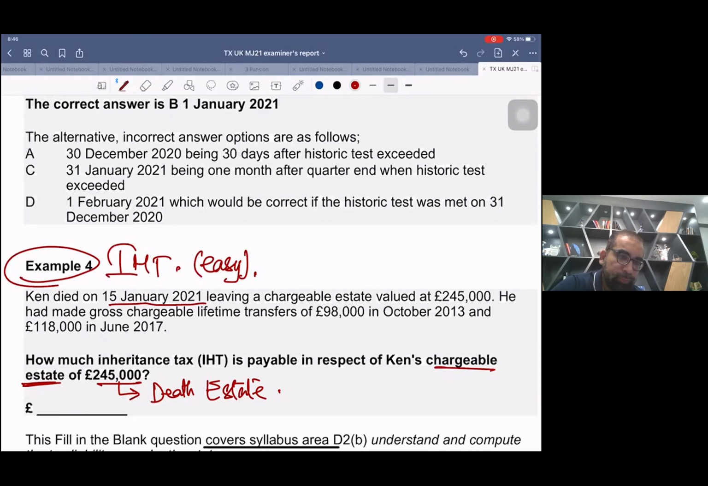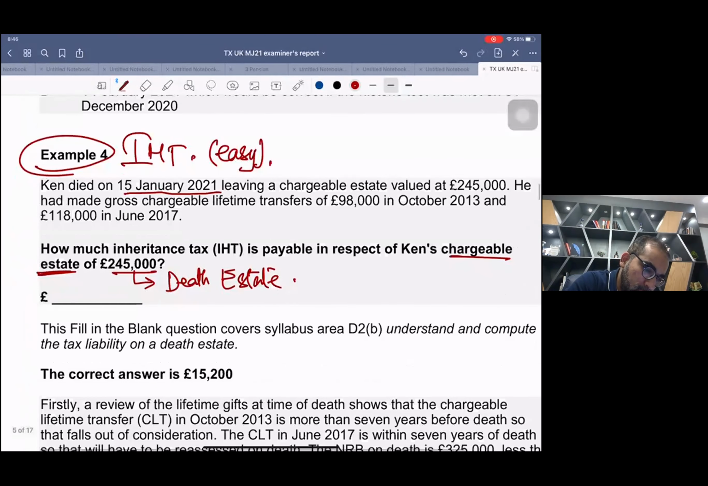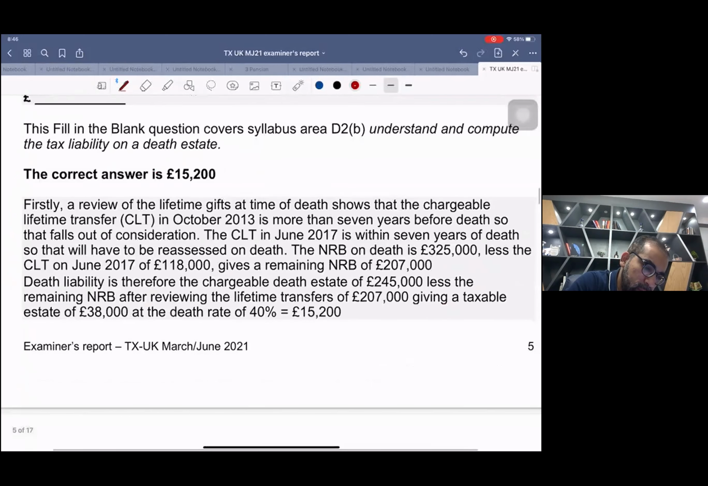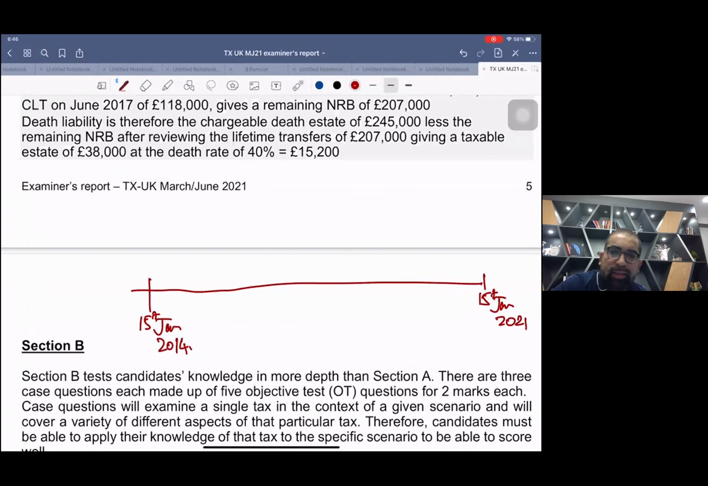Okay, let me do it. See, your date of death is 15th of January 2021. Just go 7 years back. So the date will be 15th January 2014. So these are last 7 years. The value of estate is, I think, the death chargeable estate is 245.